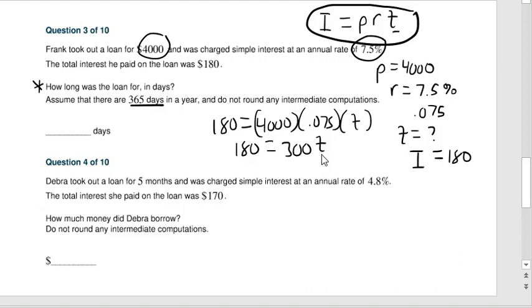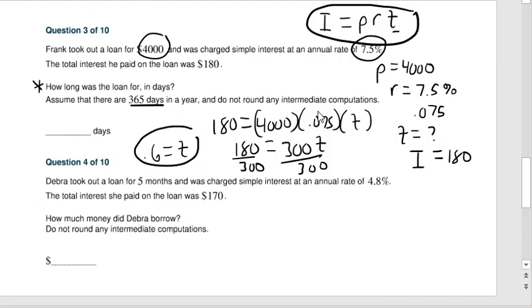So now we have 300 times t equals 180. And if we're solving for the t, we have to get rid of the multiplication of 300. So we're going to divide by 300 on both sides. And remember, when we divide 180 by 300, we have to put the 180 in the calculator first. And that is going to give us 0.6. Now, this is our time in years. And this is 0.6 of a year.